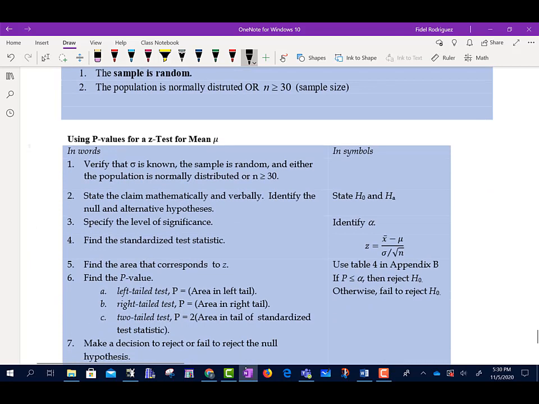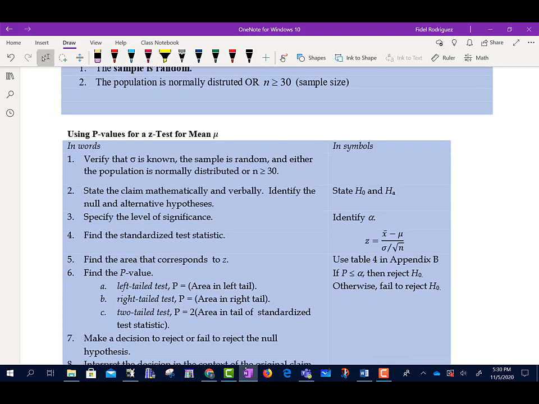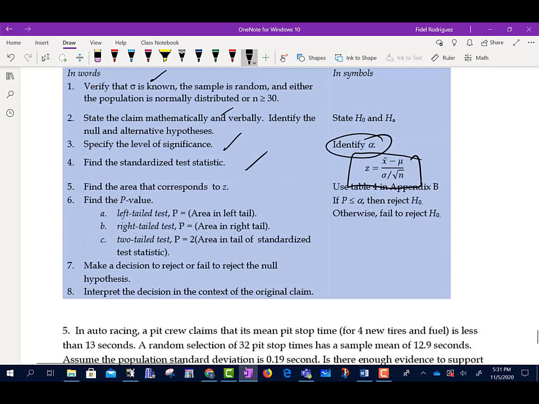So, using p-values for a z-test with mean mu. Number one, we want to make sure that we know the population standard deviation. Number two, we're going to state the claim mathematically and verbally. We're going to identify the null and the alternate hypothesis. We're going to specify the level of significance, which is identifying our alpha. We're going to find our standardized test statistic using this formula right here. And then we're going to find the p-value.